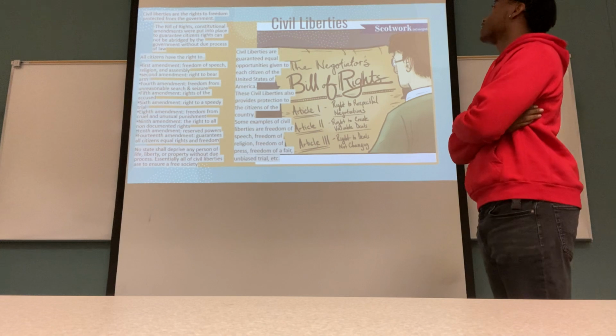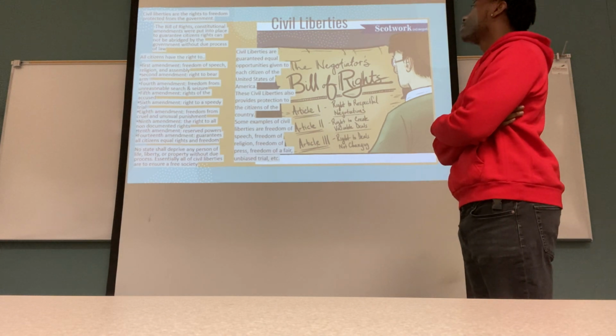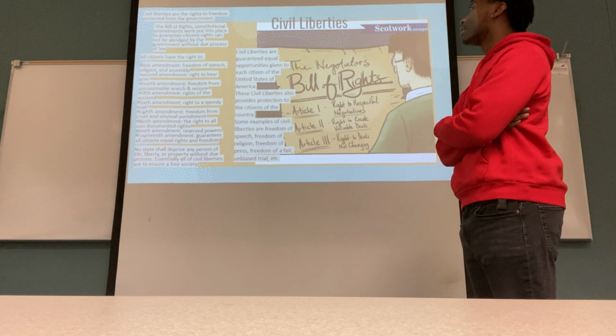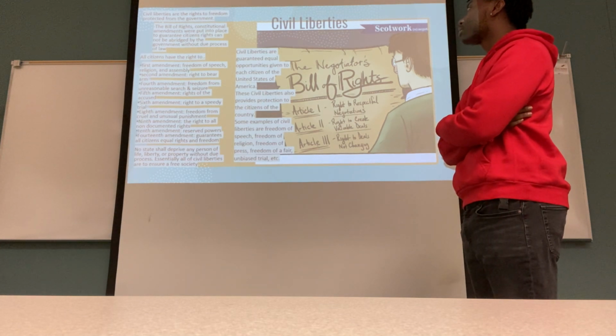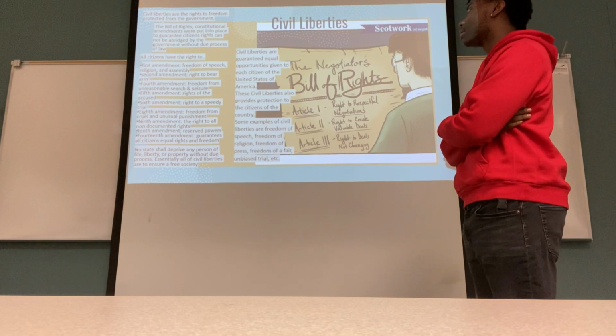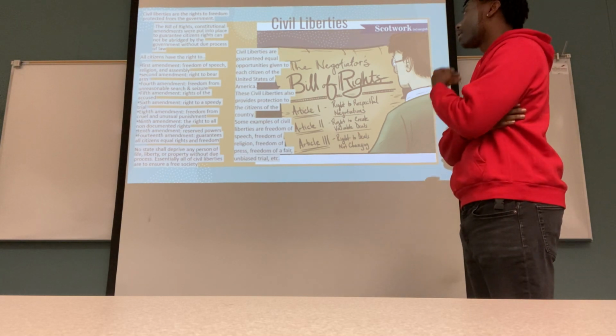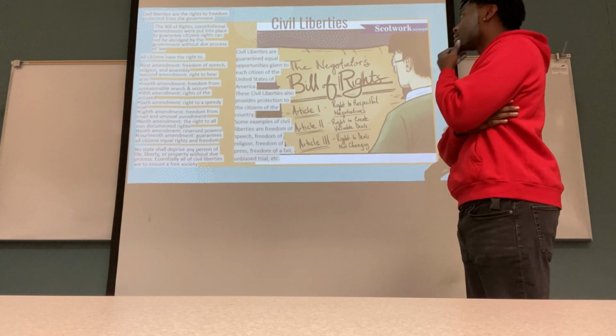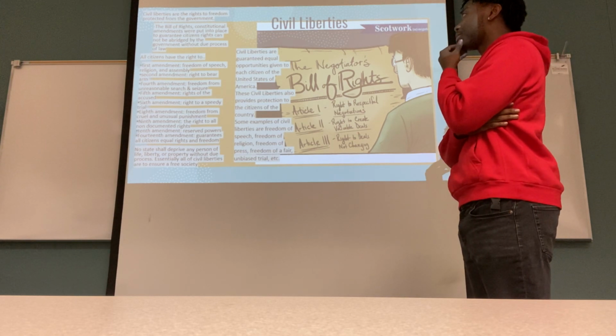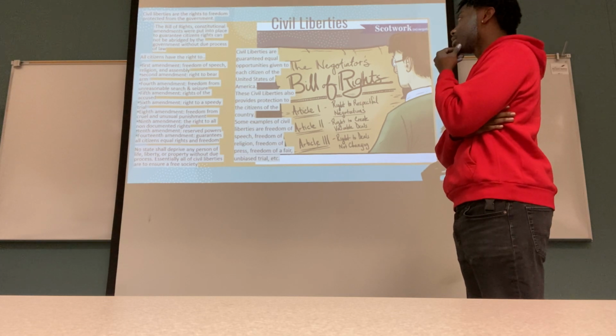Okay, and I'll be going over the civil liberties. Civil liberties are the rights to freedom protected from the government. The Bill of Rights constitutional amendments were put into place to guarantee citizens' rights cannot be abridged by the government without the due process of law. All citizens have the right to the First Amendment, the freedom of speech, religion, and assembly.